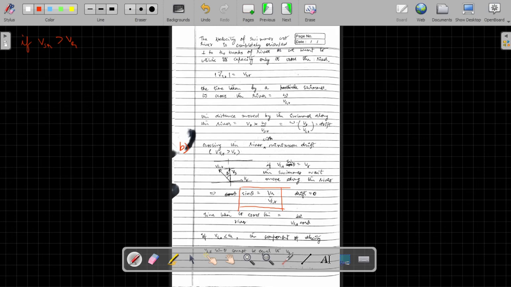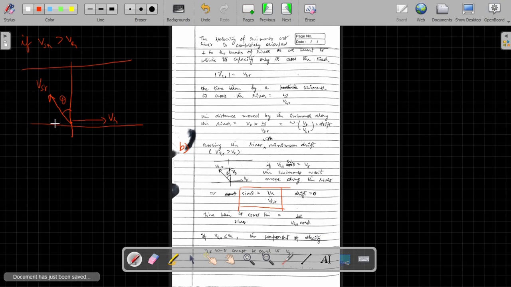So how do we minimize drift in this case? Let's say you have the velocity of swimmer with respect to river, this vector, and the velocity of river vector. So we will be taking the angle theta and let us talk about components. So velocity of swimmer with respect to river along the drift of the river is VSR sine theta.